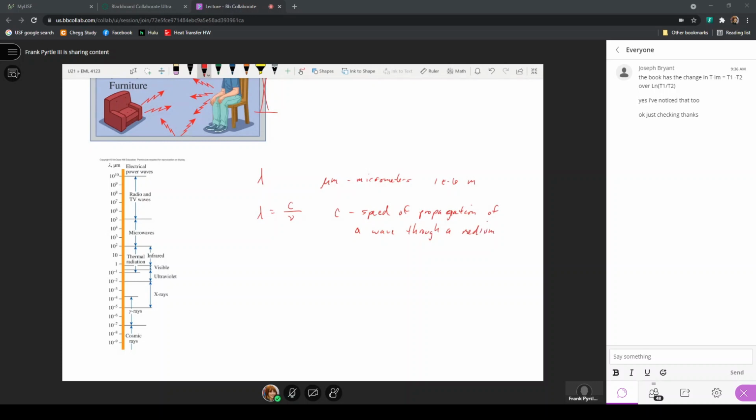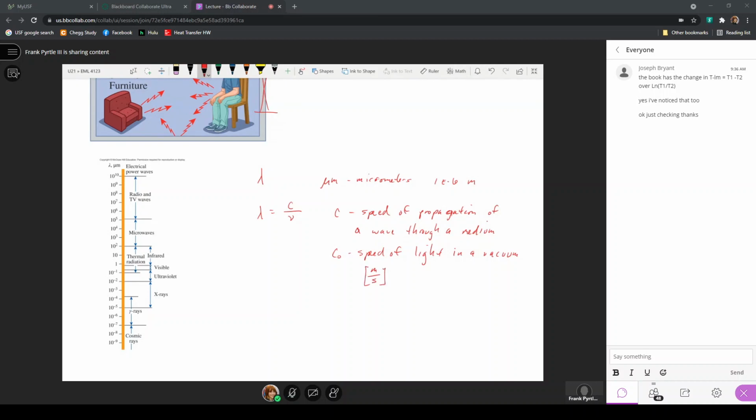So the speed of light through water compared to through glass or through air is different because of the way that the electromagnetic wave interacts with the molecules of the substance through which it's propagating. C sub 0 is the speed of light in a vacuum, and it has units of meters per second.